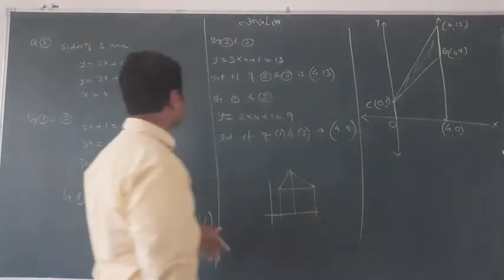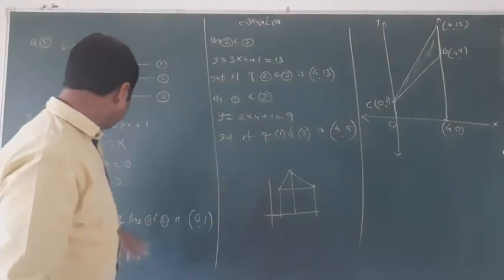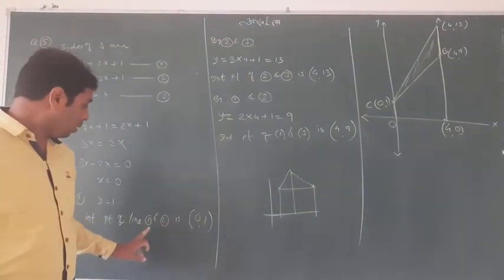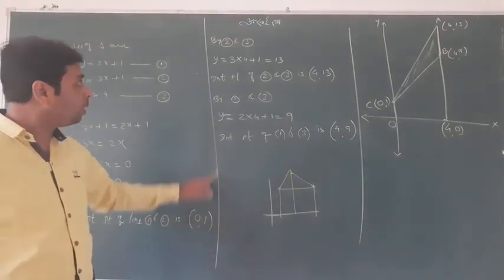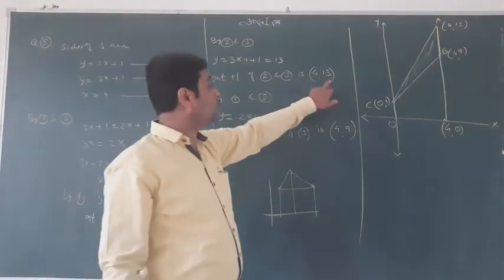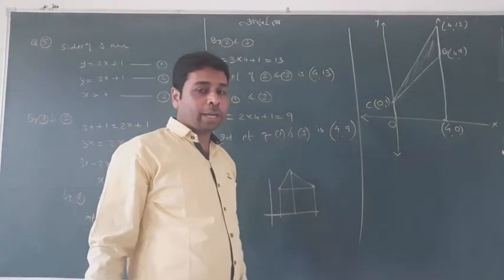I want to say something about all the lines. Can you see all the lines? See, I tell you one thing. This is line 1, with (0, 0) and (4, 9). This is line 2, with (0, 1). After solving 2 and 3, I have (4, 13), and after solving 1 and 3, it's (4, 9). This is the thing I tell you.